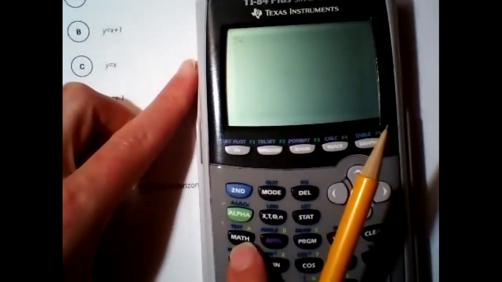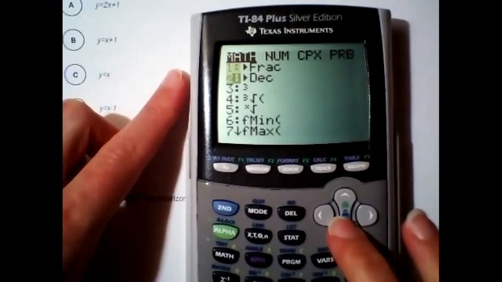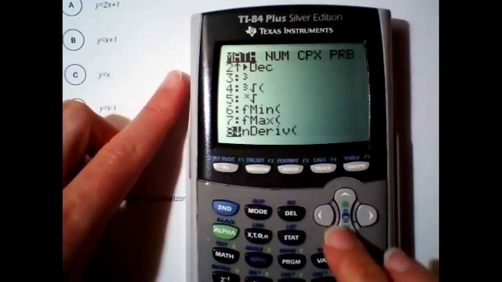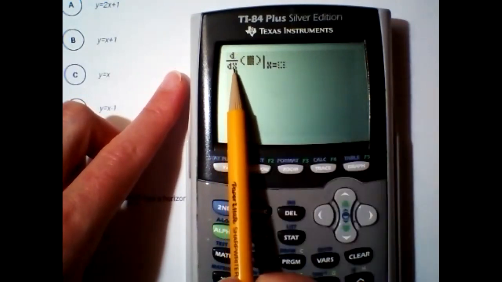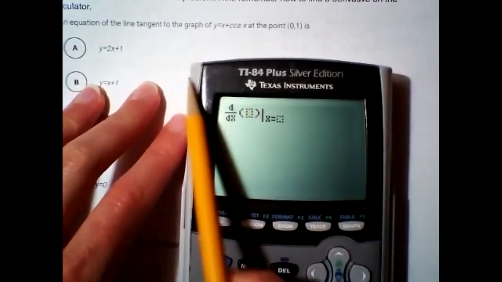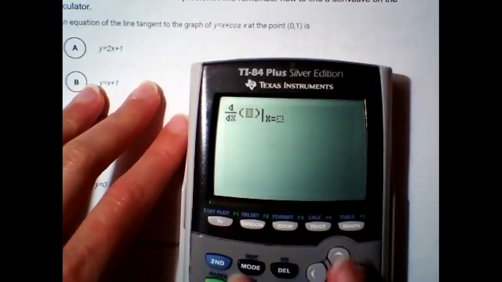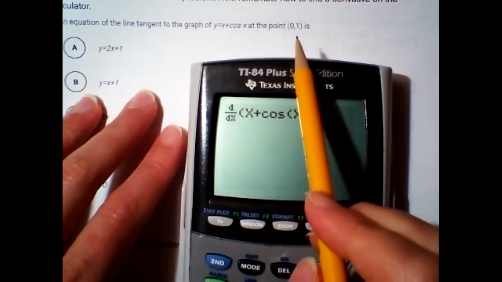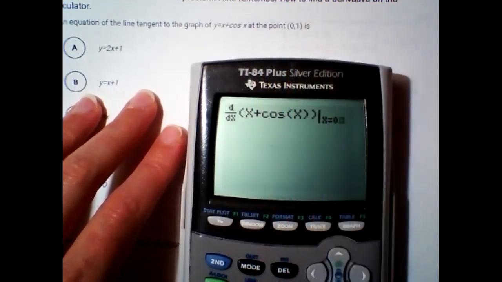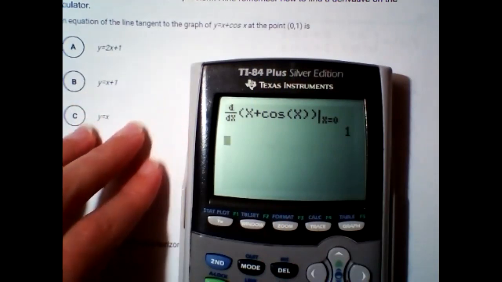Math is right here. And it's math 8, but if you forget that, you can scroll down. It says derive. So I want math 8. Just hit your variable key here, d dx. That just means take a derivative. And our function is x plus cosine of x. So I put the function in there, and then the value where we wanted the derivative is the x value, which is 0. And that will give us our derivative, which is just 1. So my slope for this line is just going to be 1.